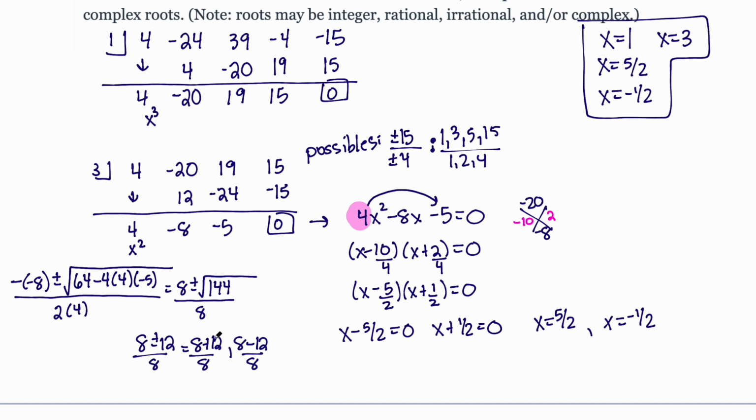8 plus 12 is 20 over 8. 8 minus 12 is a negative 4 over 8. And both of these reduce. 20 over 8 reduces to 5 halves. Negative 4 over 8 reduces to negative 1 half. And so that's how you would get the answers of 5 halves and negative 1 half.